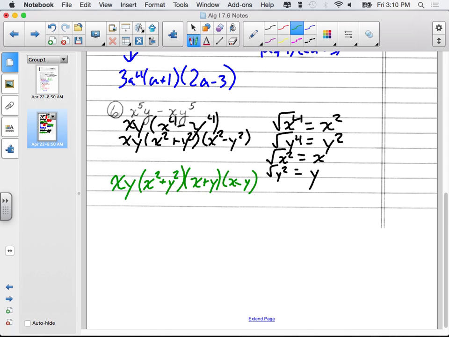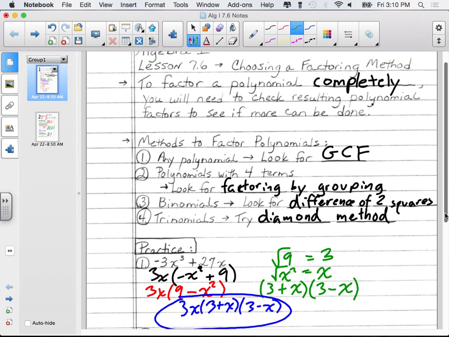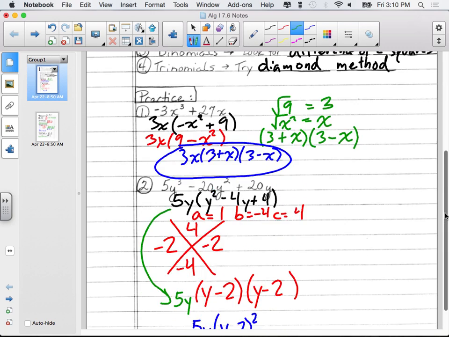Yes, Tara? Why couldn't we do this on any of the other problems? There were other subtraction ones. Like what? Like y minus 2? That's a binomial, right? So we look for a difference of squares. Is y squared? No, so we can't.